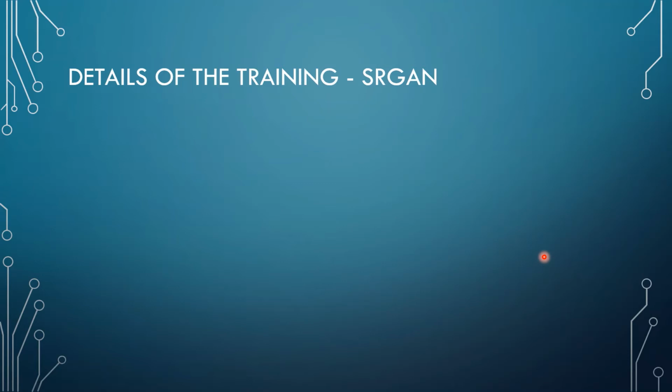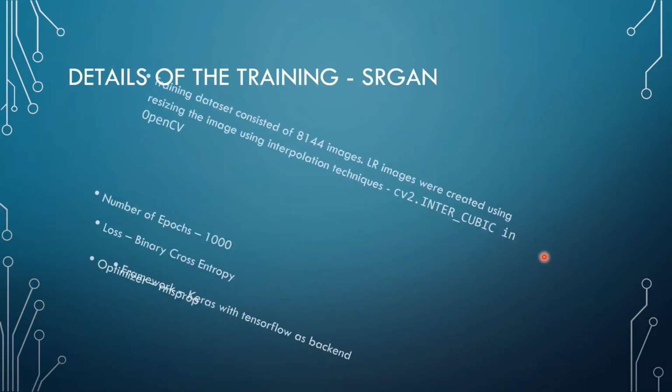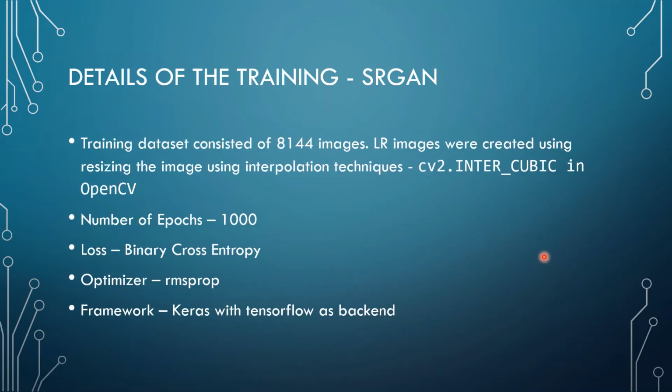Let us see some of the details of the training. Training data consisted of 8144 images taken from Kaggle. Low resolution images were created using OpenCV's interpolation technique, cv2.INTER_CUBIC. The number of epochs was 1000. The loss for the discriminator was binary cross entropy. The optimizer used was RMSprop, and the model was trained using Keras with TensorFlow as the backend.